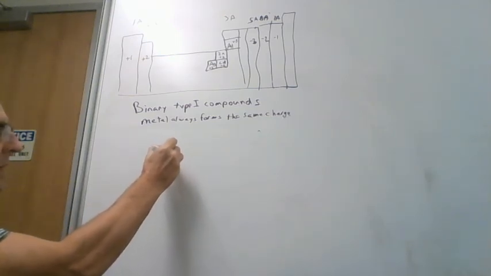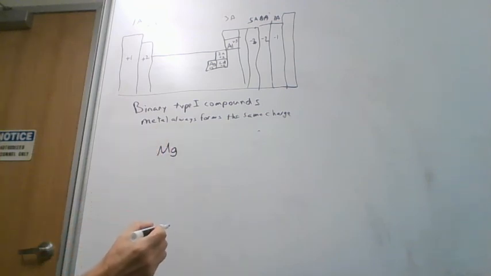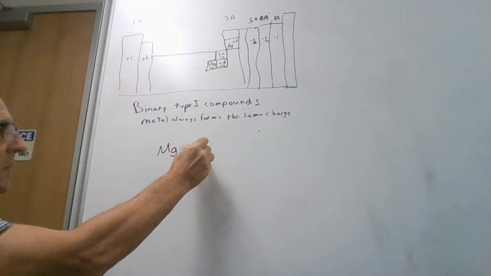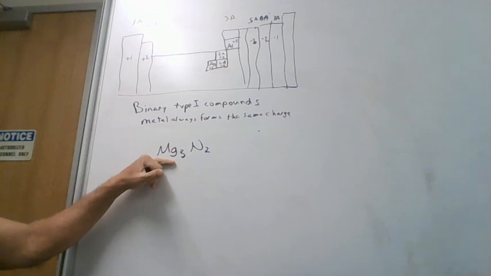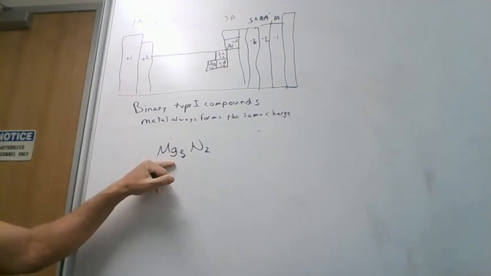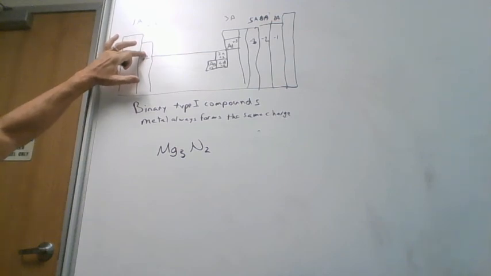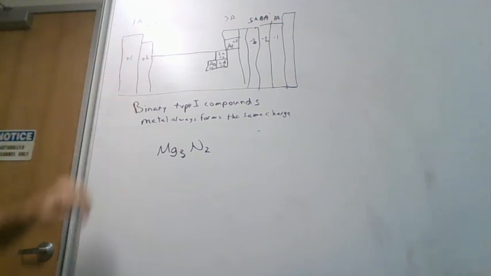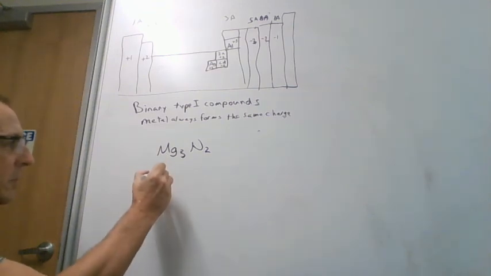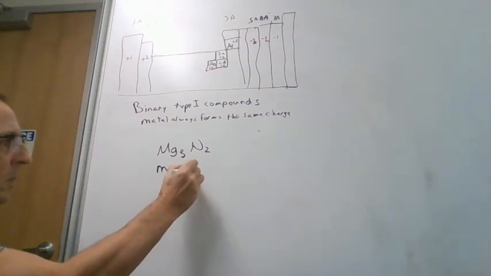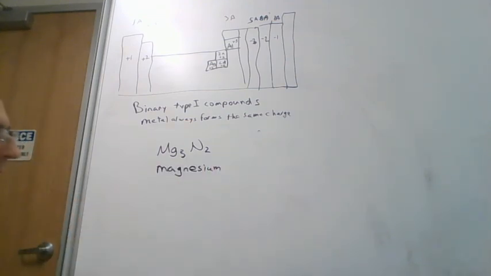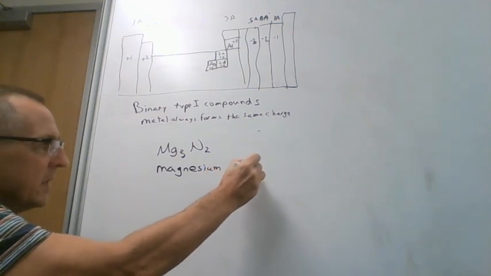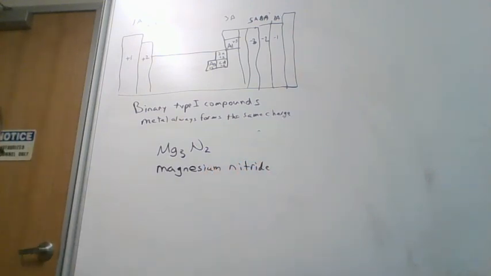Let's look at something like Mg3N2. To determine how to name this, we look at the first element and determine if it's a metal or non-metal. In this case, we find magnesium on our periodic table up here. It's a metal that always forms the same charge, so it's a type 1 compound. Magnesium keeps its name, and nitrogen changes its ending to IDE. So we have magnesium nitride. And that's how we name type 1 binary compounds.